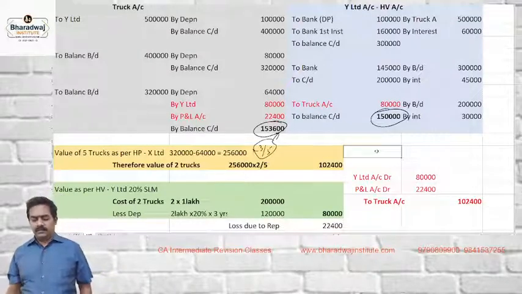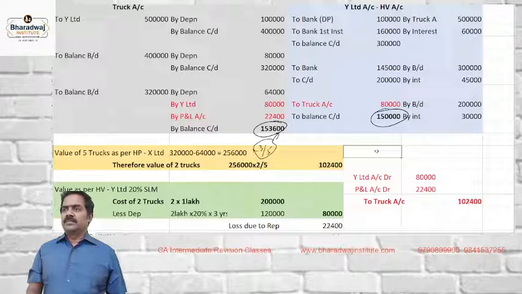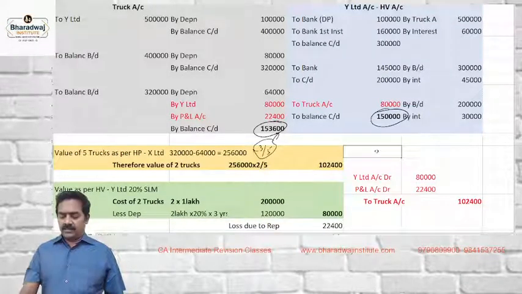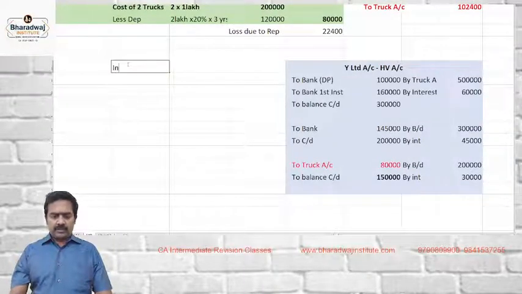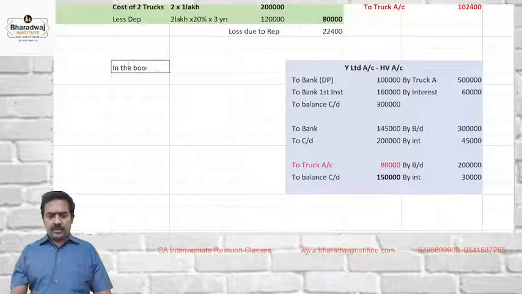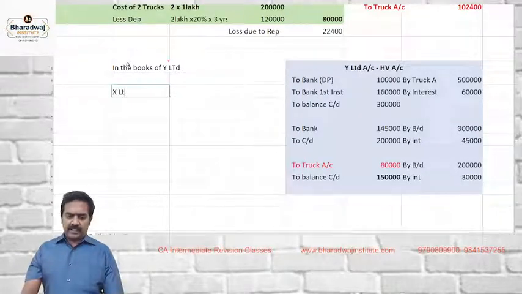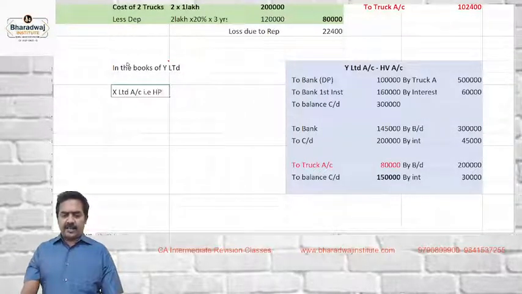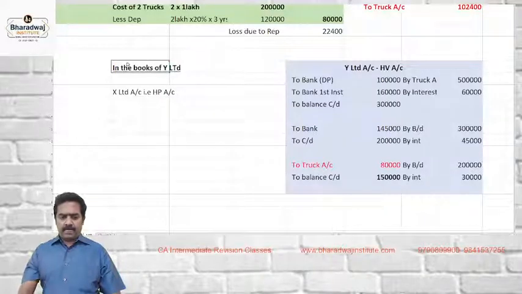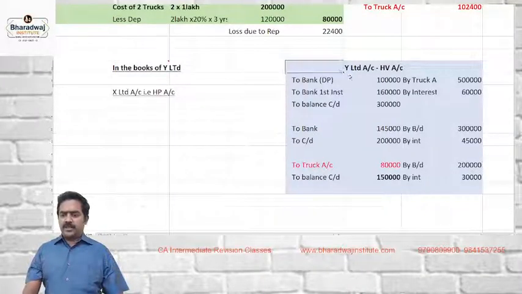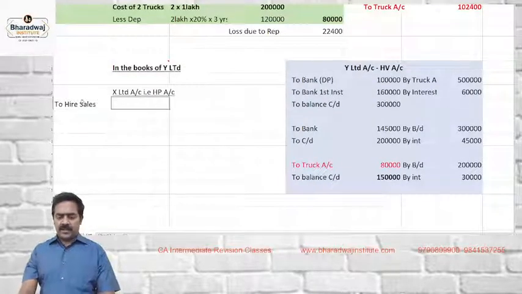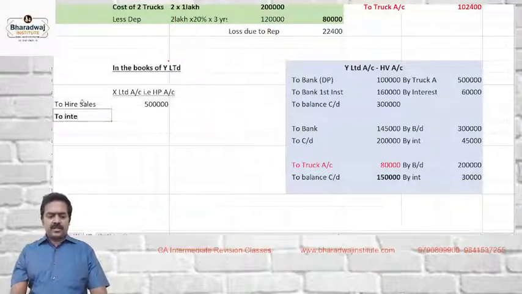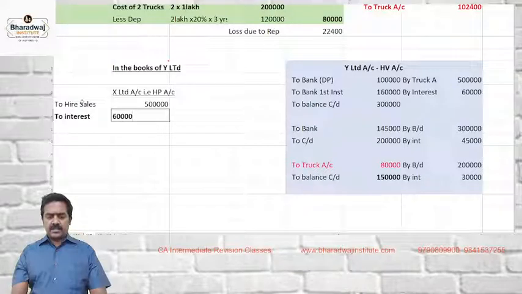Now do it in the books of which party? Hire vendor. In the books of which party? Y Limited. He will meet in which account? X Limited account, that is hire purchaser account. As I told you, this will be a mirror image. Instead of buy truck, it will come as what? To hire sales. What is hire sales value? 5 lakhs. To interest. Interest for the first year is how much?